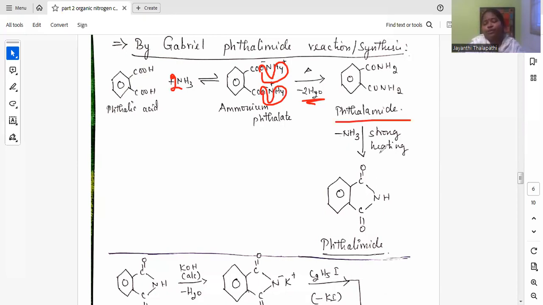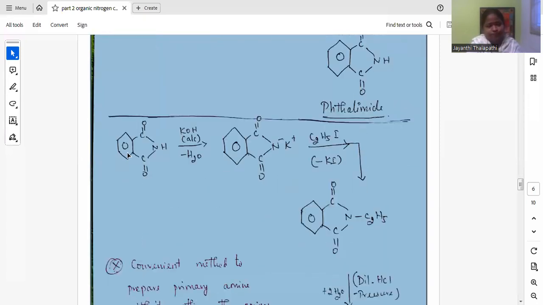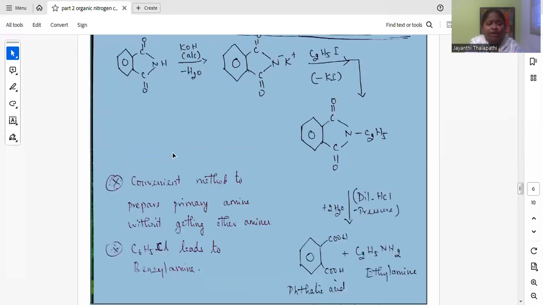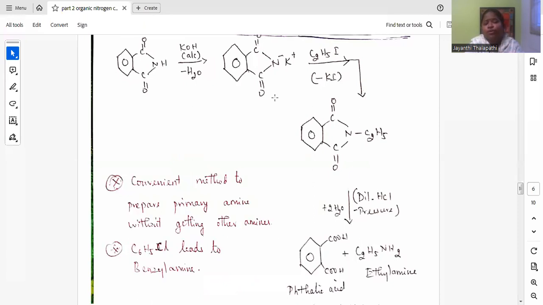By strongly heating this mixture, NH3 escapes, and one of the hydrogens escapes, which leads to phthalimide. Once you get phthalimide, you can prepare alkyl amines. When phthalimide reacts with alcoholic KOH, the hydrogen is displaced by potassium.